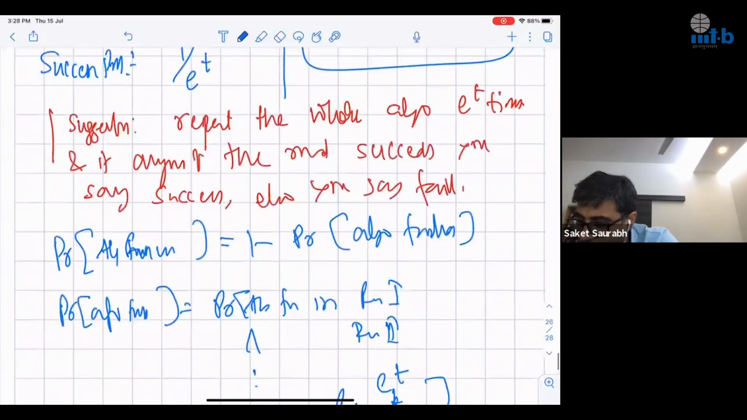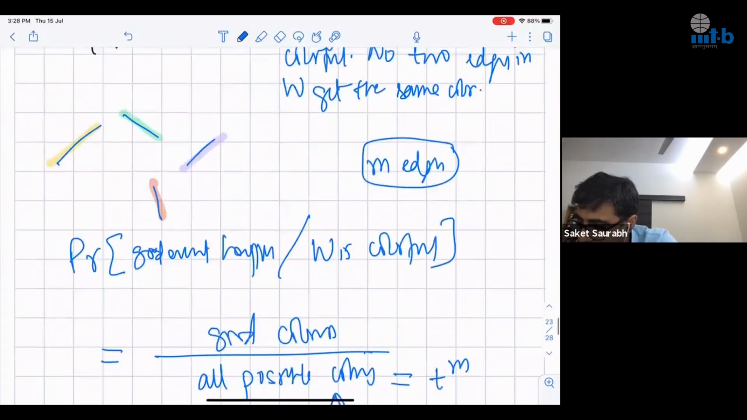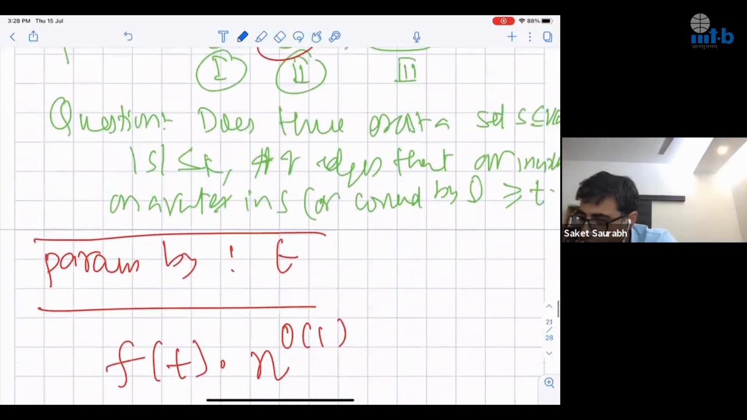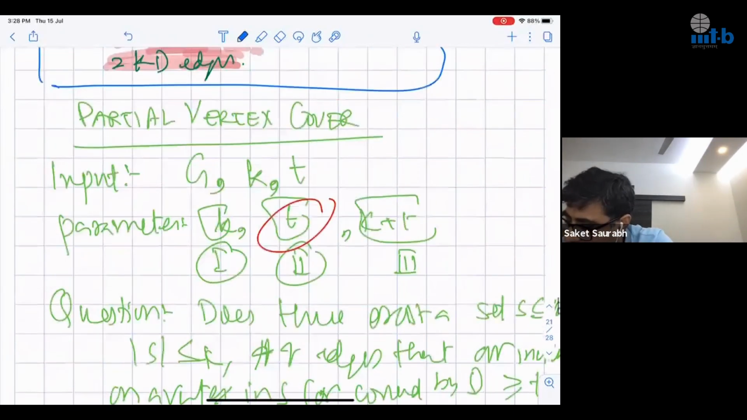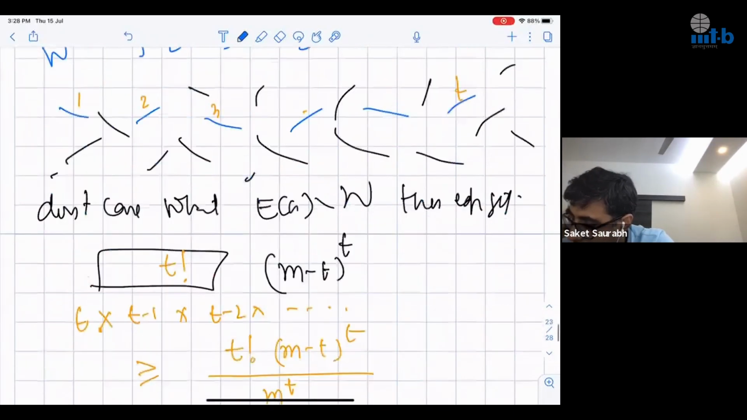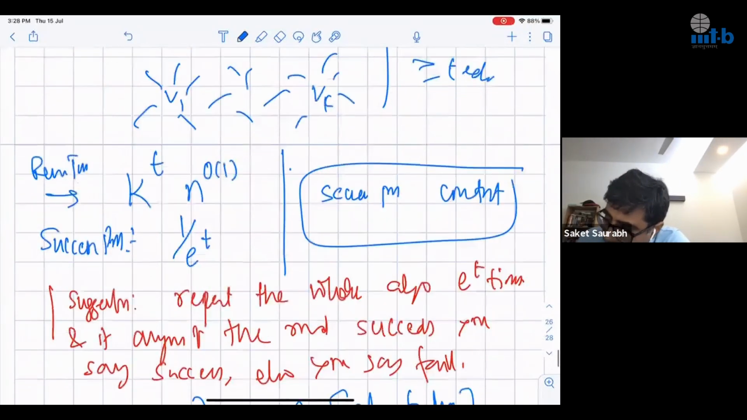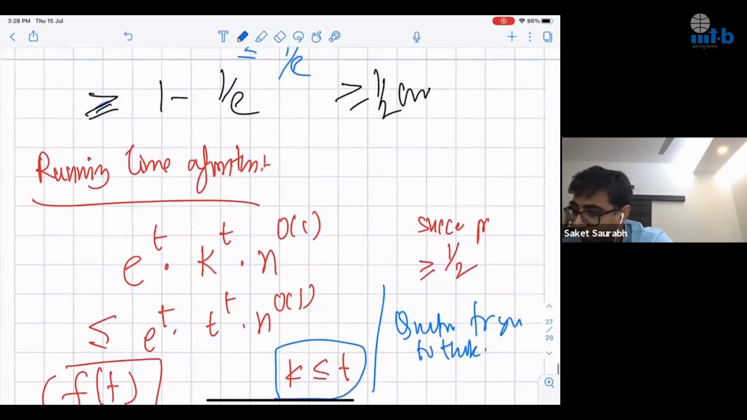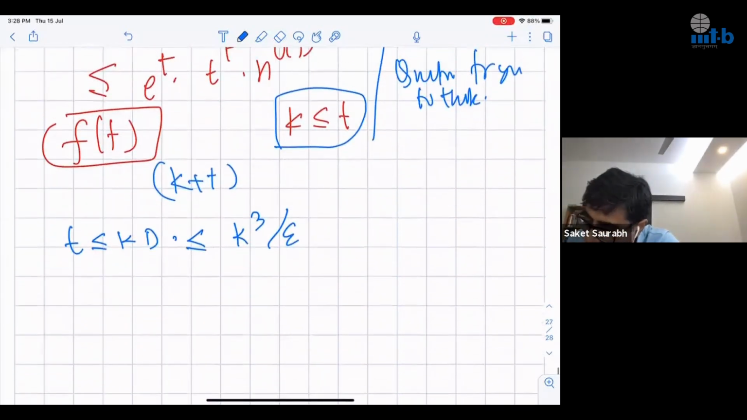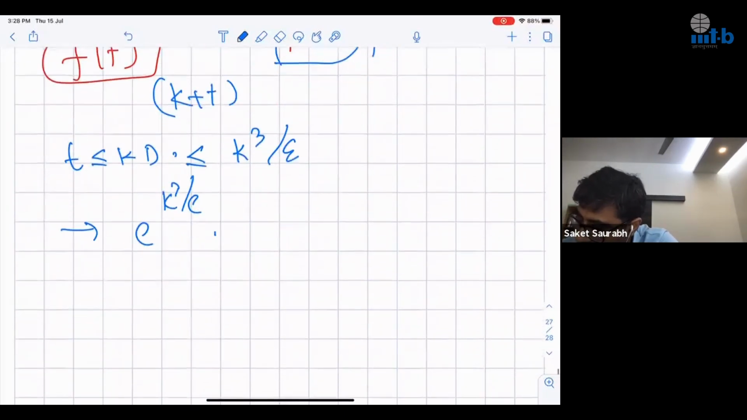Because for FPT approximation, all we needed was to have an algorithm for the case when t is at most kd. Look at what happens here. Now for us, t is at most k times d, which is less than or equal to k cube over epsilon. Fine. So we are happy. So now our algorithm runs in time e power k cube over epsilon times k cube over epsilon, n to the power big O of 1.